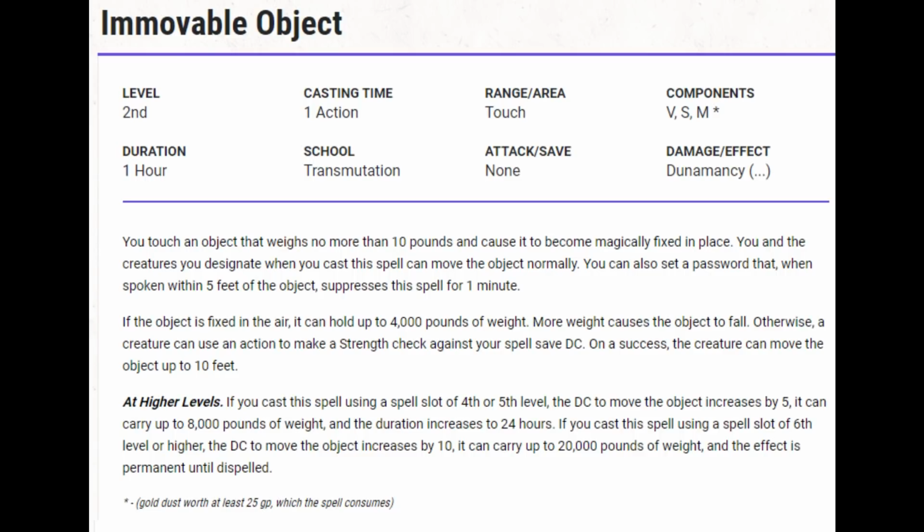The Immovable Object spell. If we look at the Immovable Object spell, you touch an object and it freezes in place. So if we touch, say, one of our enemy's pieces of armor, it's stuck in place and suddenly they're stuck in place. And there's no saving throw with a second level spell. That sounds amazing. In fact, it sounds too good to be true. Guess what? Too good to be true.